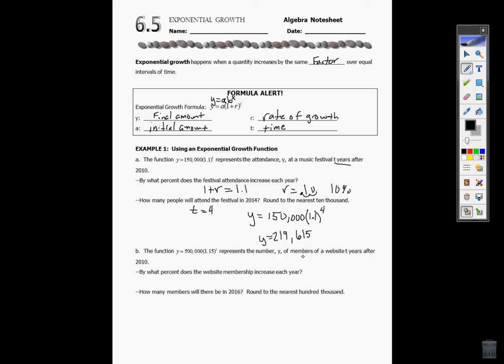So what does this mean? It means that 4 years after the festival started in 2010, so that means in 2014, 219,615 people attended. Remember that this says round to the nearest 10,000, so the 10,000 place would be right here. Rounding to that means that we're rounding to 220,000. Try and do part B on your own, and we will take a look at that in class.